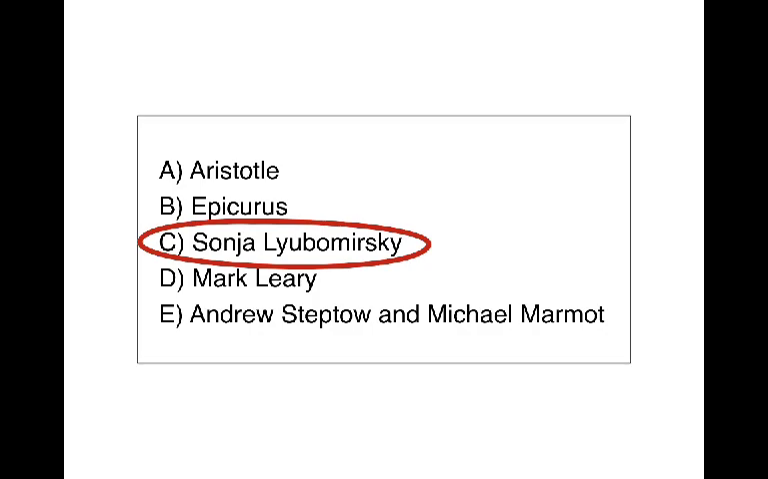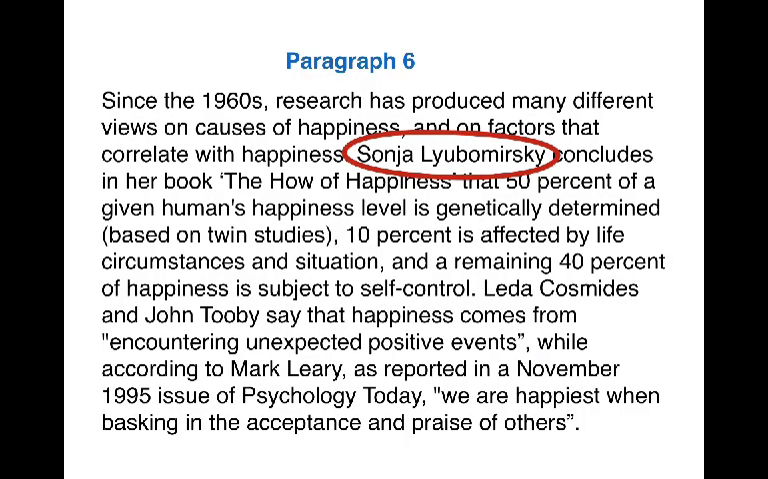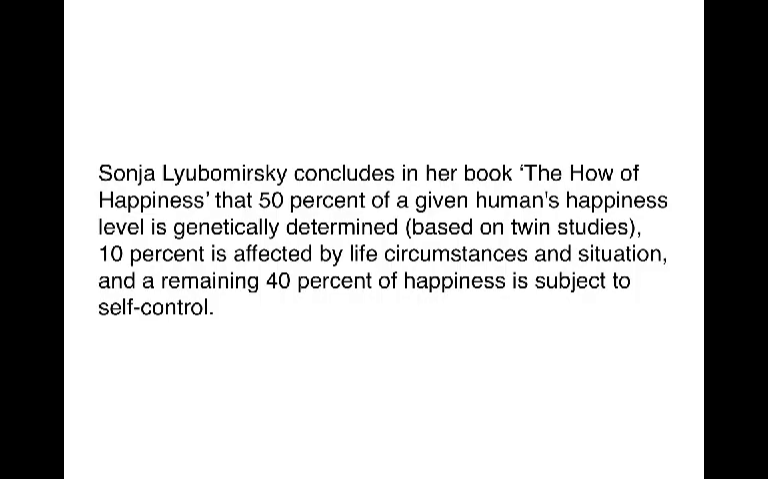If we go to the passage, we'll see that she's mentioned here in paragraph 6, and this is the part about what she thought about happiness. Let's look at that on its own. Sonja Lyubomirsky concludes in her book The How of Happiness that 50% of a given human's happiness level is genetically determined based on twin studies. 10% is affected by life circumstances and situation, and a remaining 40% of happiness is subject to self-control.